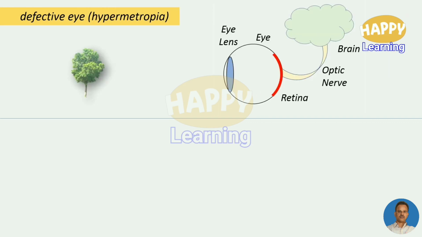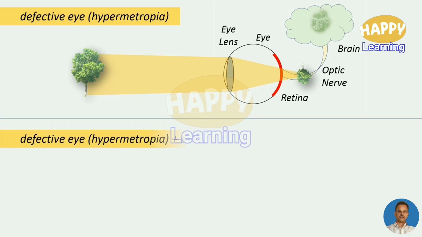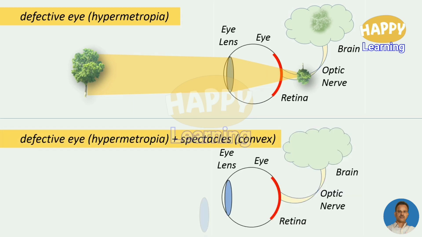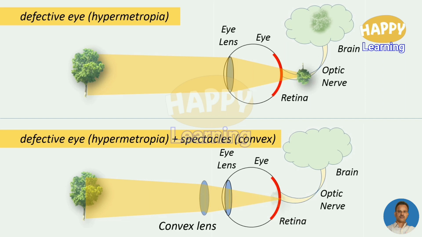Once again, a defective eye having the problem hypermetropia. The rays are converged by the eye lens to a point behind the retina, so the image read by the brain is blurred. On the other hand, if a convex lens is used as spectacles, the rays coming from the object are converged by the spectacle lens and then by the eye lens, so that they meet on the retina. A clear image is read by the brain.